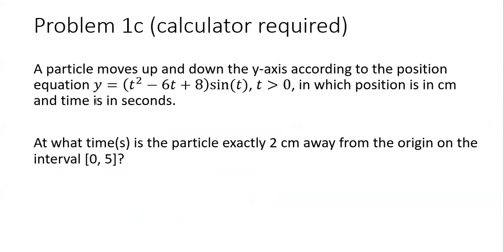Part C, same prompt, but now it's asking at what time or times is the particle exactly 2 centimeters away from the origin on the interval 0 to 5. Okay, so how can we use a calculator for this? It's 2 centimeters away when y is equal to 2 or -2.